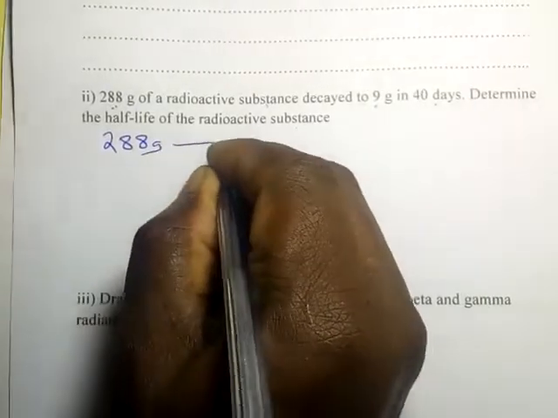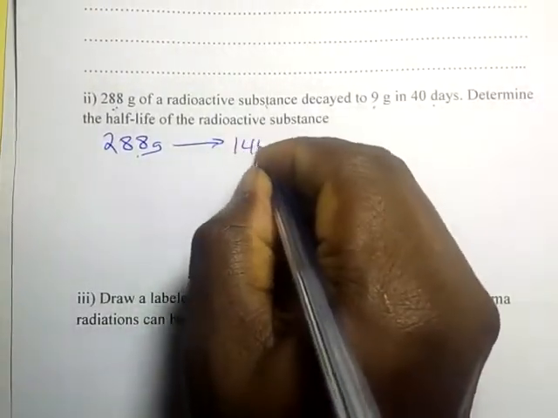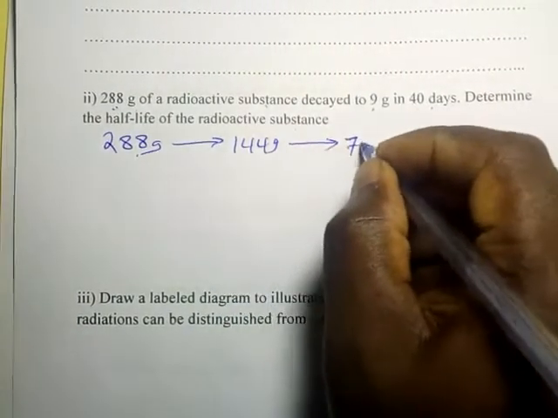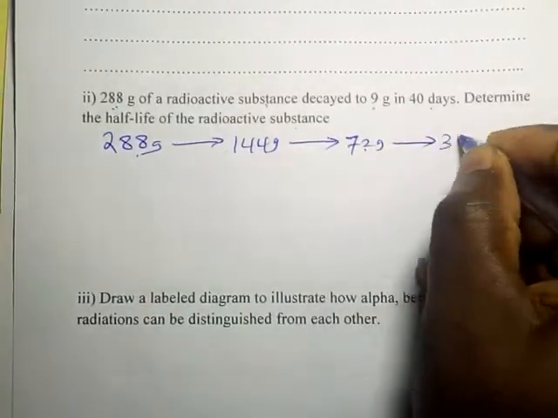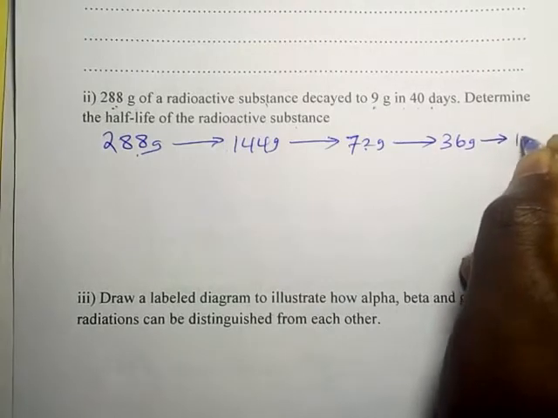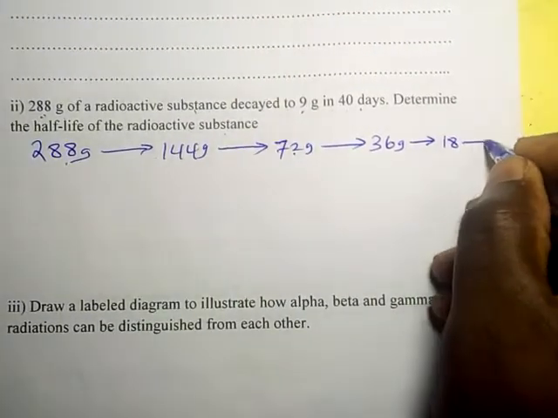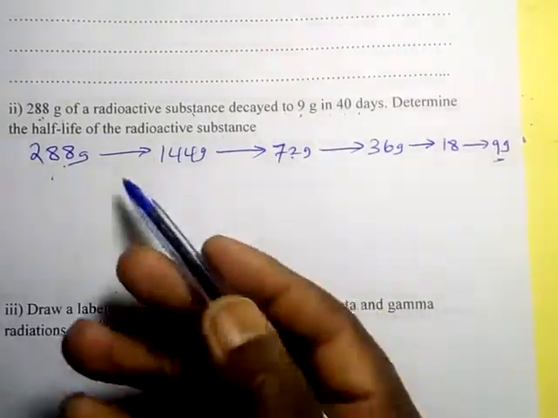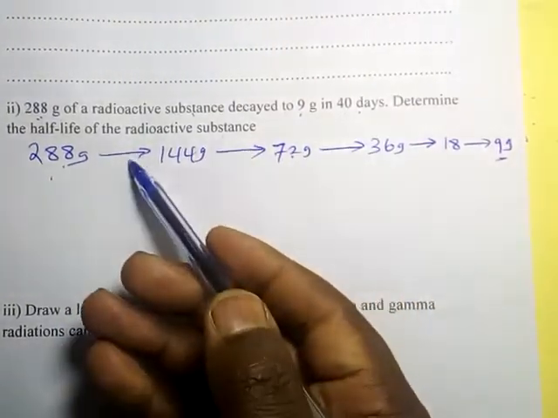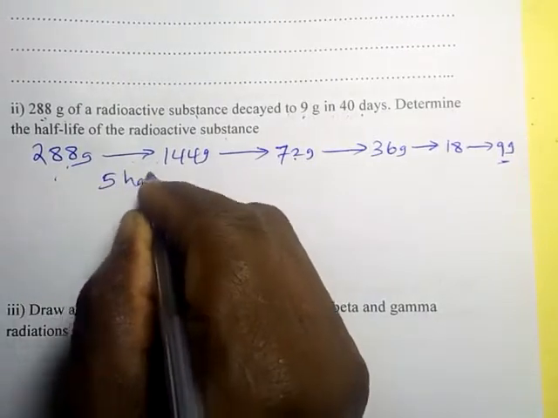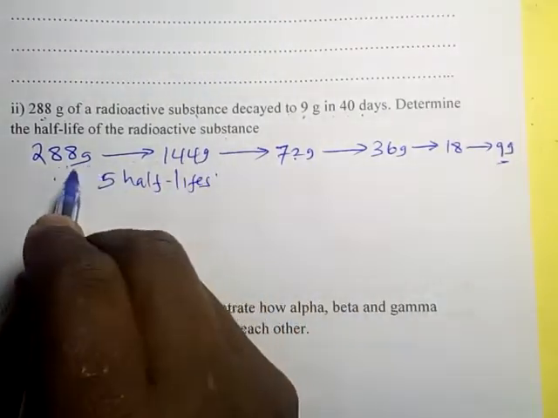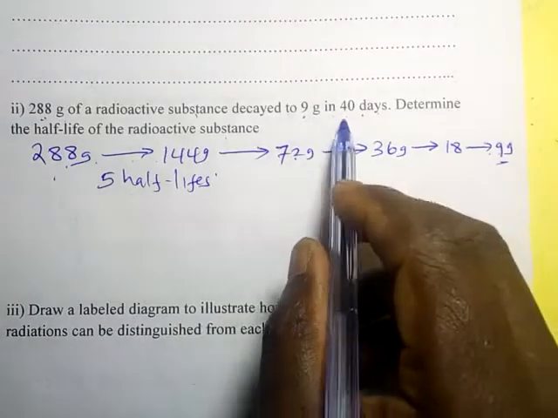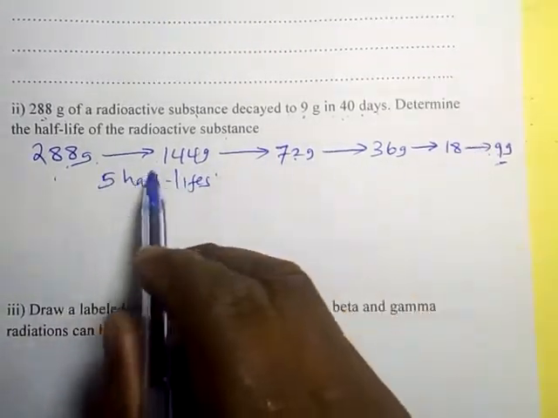288 grams. So half of 288 grams is 144 grams. Half of 144 is 72 grams. Half of 72 is 36 grams. Half of 36 is 18, and then finally 9 grams. So this is the remaining amount and this is the original amount. So now you can see how many half-lives there are. There are 1, 2, 3, 4, 5. So now we have 5 half-lives. It takes 40 days to decay to the remaining 9 grams.